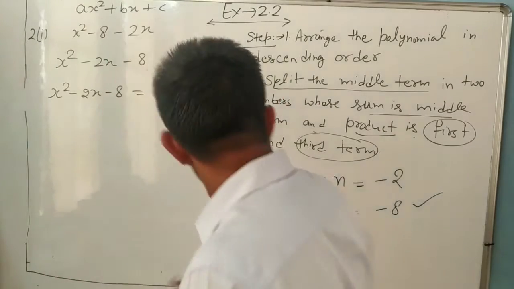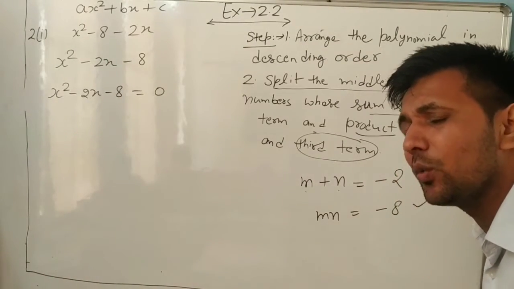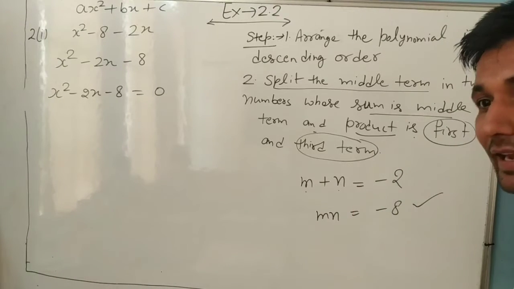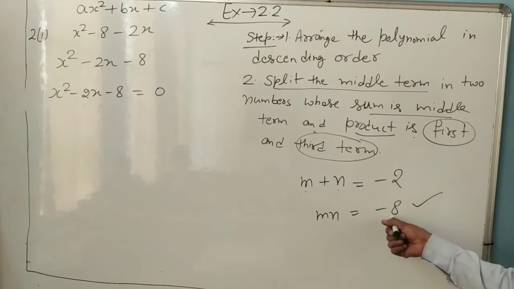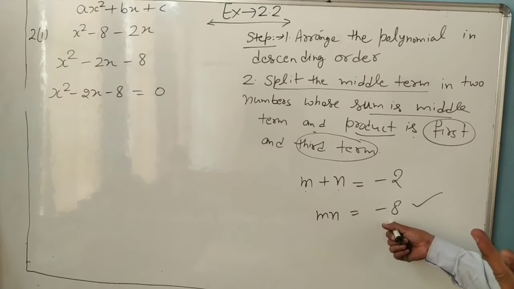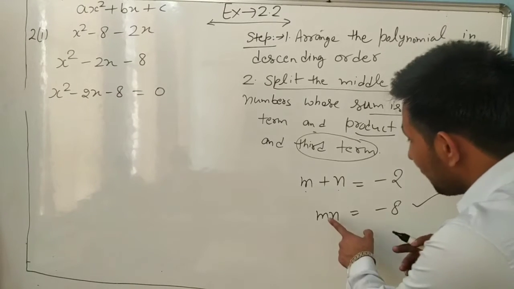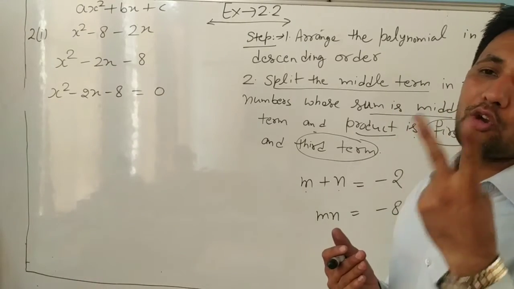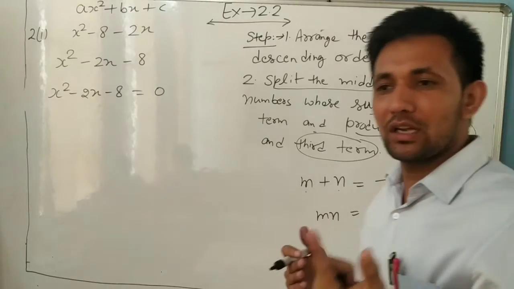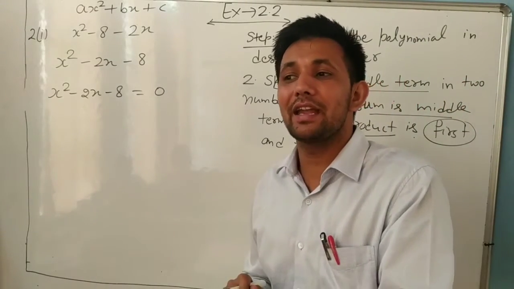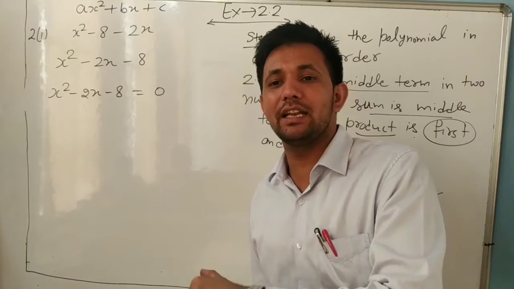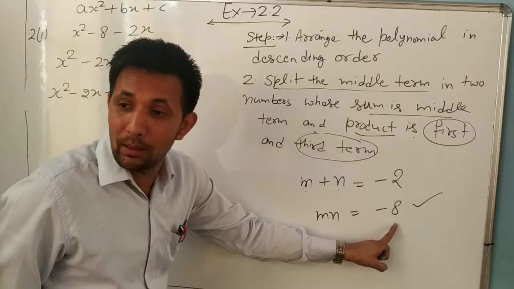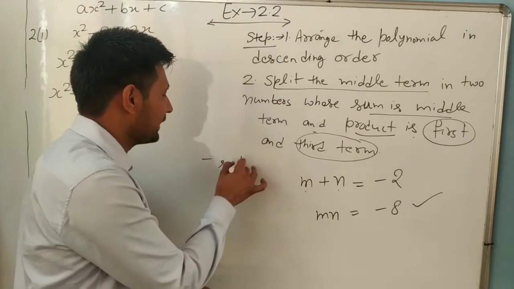First you have to think: the product of two numbers is negative. What does it mean? One number is negative, because positive into negative comes negative. Since m into n is minus, if the product of two numbers is negative, it means first is positive and second is negative, or first is negative and second is positive. But it is very simple. The product of two numbers is negative, so one is negative, one is positive.